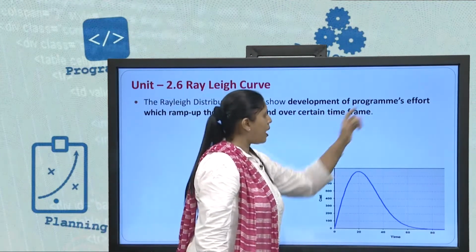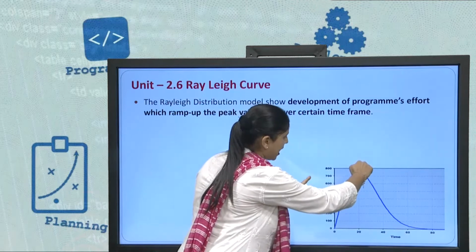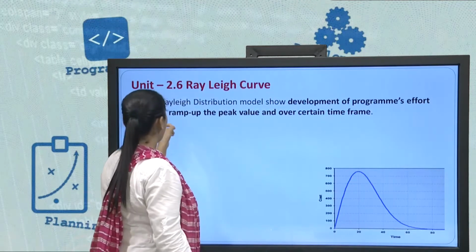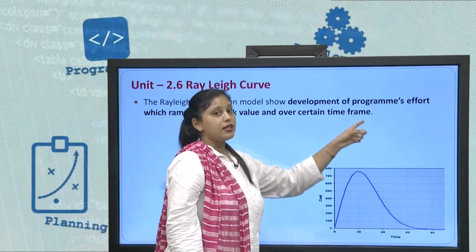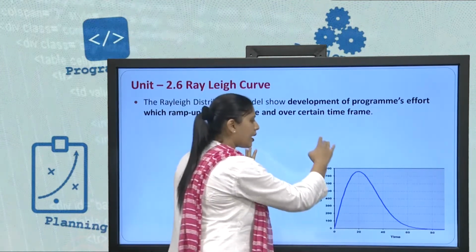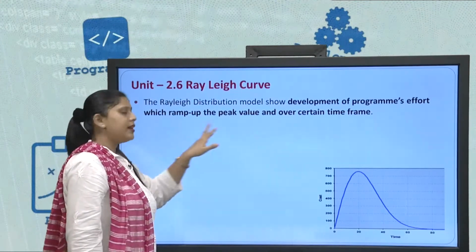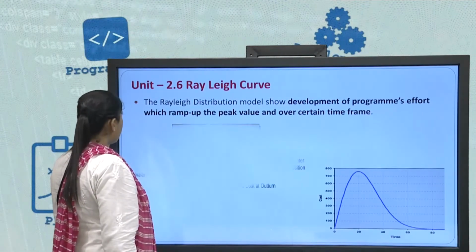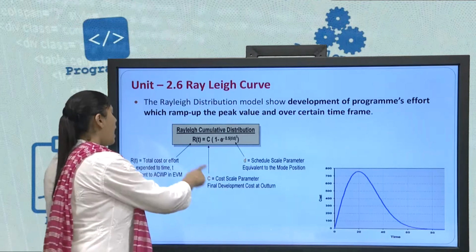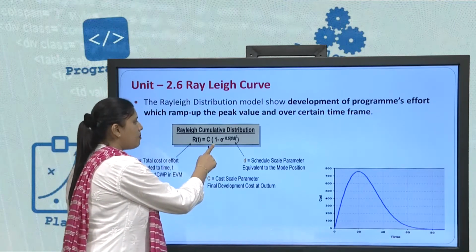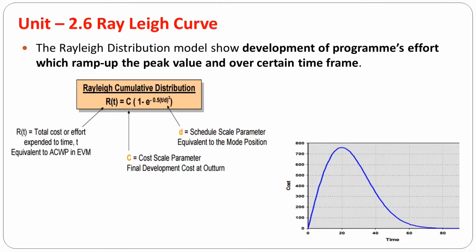So it shows development of programs effort. My program's effort is highest over here at this point, which ramps up to the peak value over a certain time frame, after which again it goes down. When you want to calculate this Rayleigh development, there is a formula which is RT = C(1 - e^(-0.5 T²/D²)), where RT stands for total cost or effort expended up to time T.